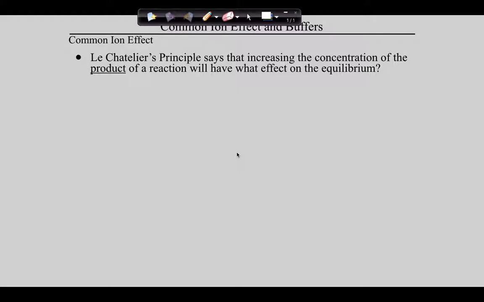Le Chatelier's principle says that increasing the concentration of a product will have what effect on an equilibrium system? So if we increase the concentration of a product, what's it going to do? So guys, what I'd like to do, and you could do this with me if you choose, but let's just do this. So we've got reactant 1, reactant 2, product 1, product 2. So if we increase the concentration of a product, what is that going to do to the equilibrium?